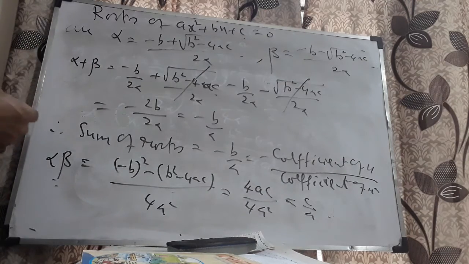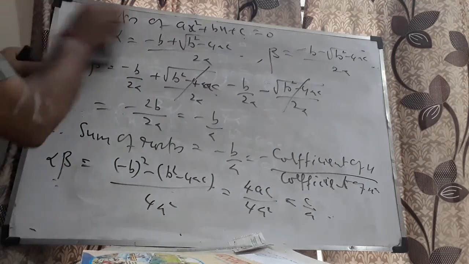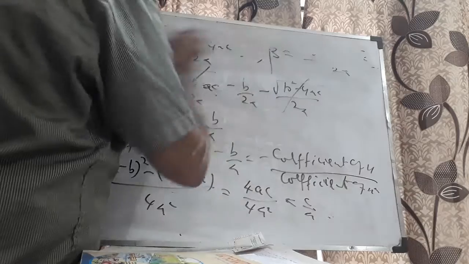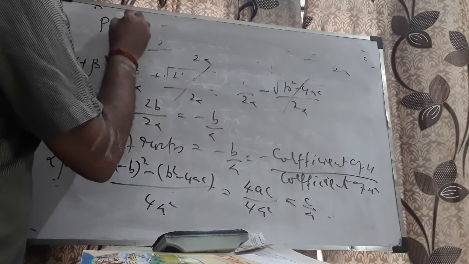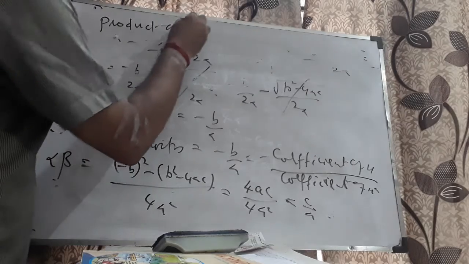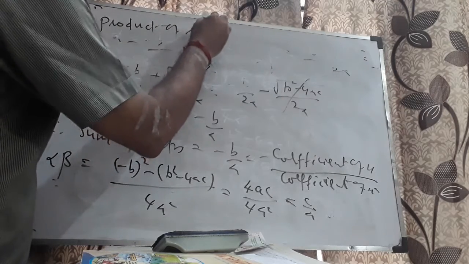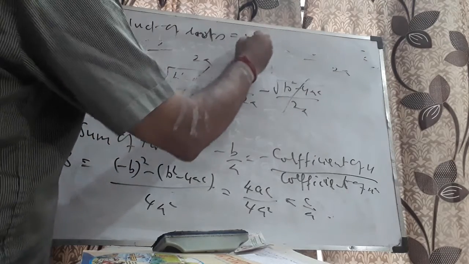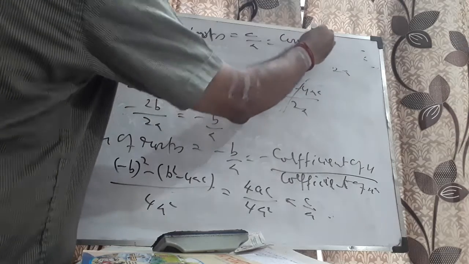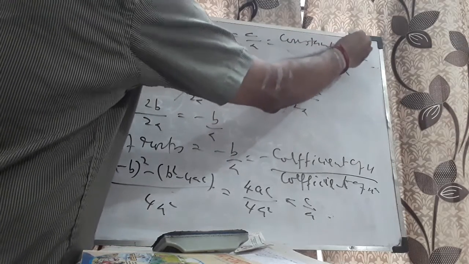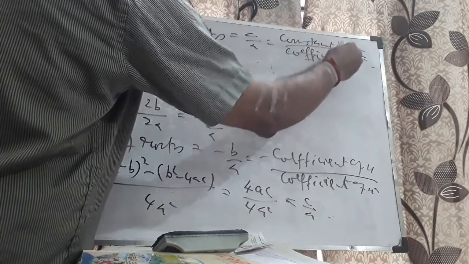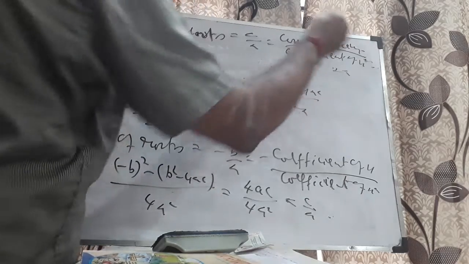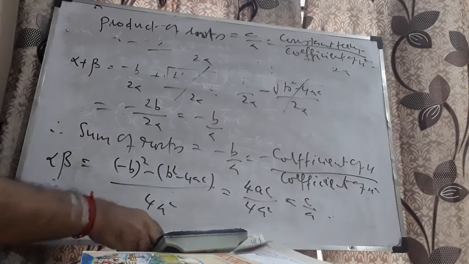Therefore, I end up with one more condition. What is the second condition? Product of the roots is equal to c by a, which is the constant term divided by the coefficient of x square. Okay, let me just explain once again.